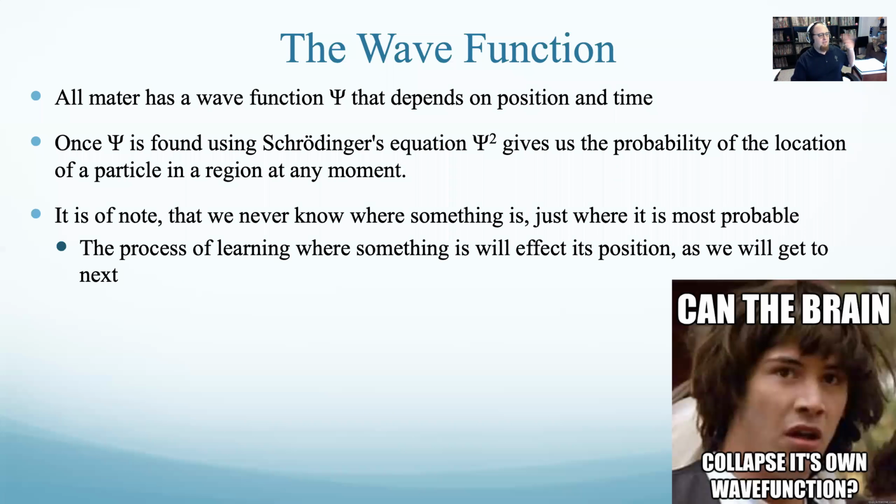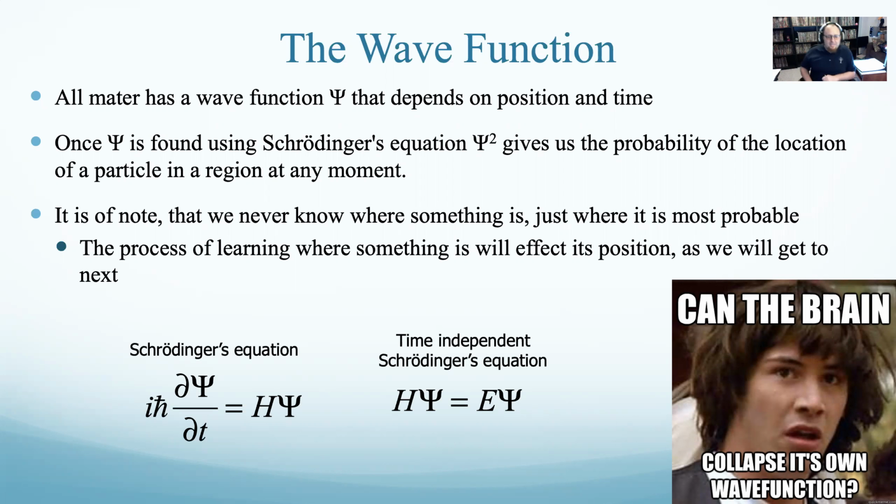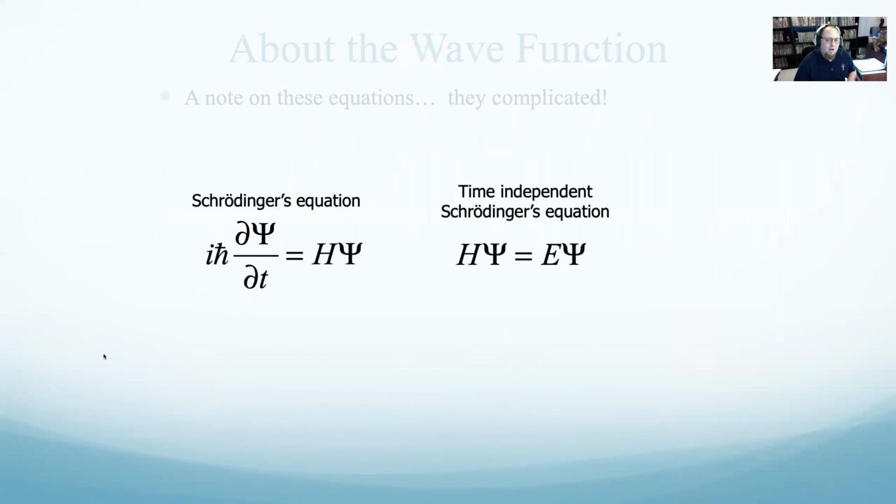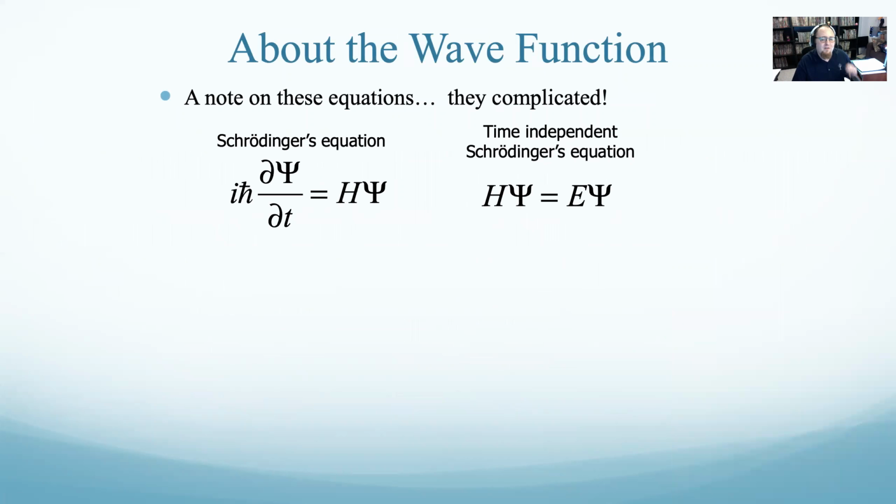And he said, this is the equation. iħ, the partial derivative of psi with respect to t, equals H times psi, if you're dealing with time. If you're not dealing with time, just H psi equals E psi. Now, what this equation means. I want to once again say, this has never been solved for anything more complicated than hydrogen, because this equation is so complicated.